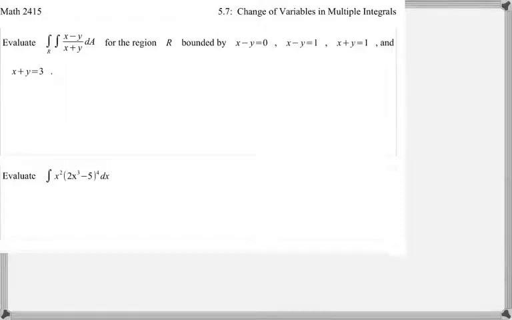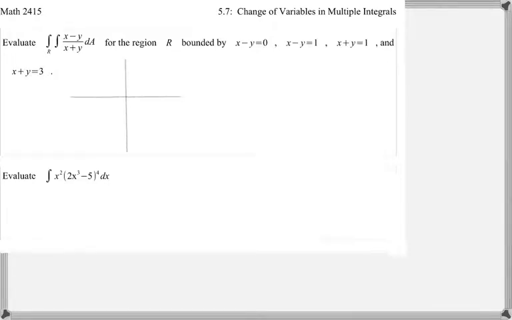Alright, in this video we're going to be looking at section 5.7. We're going to be looking at the change of variables in multiple integrals. And so we're going to start out with an example here. We're going to want to evaluate the double integral over the region R of (x minus y)/(x plus y) dA, for the region R bounded by x minus y equals 0, x minus y equals 1, x plus y equals 1, and x plus y equals 3.